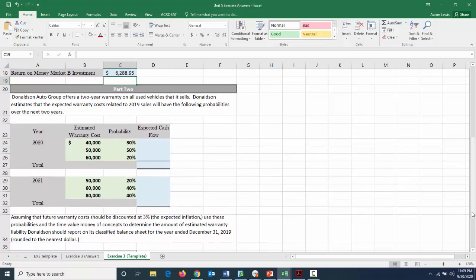In part 2 of this question, we have Donaldson Auto Group, and they offer a 2-year warranty on all used vehicles that they sell. Donaldson estimates the expected warranty cost related to their 2019 sales will have the following probability.